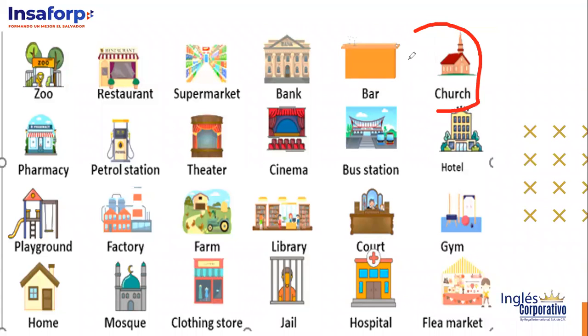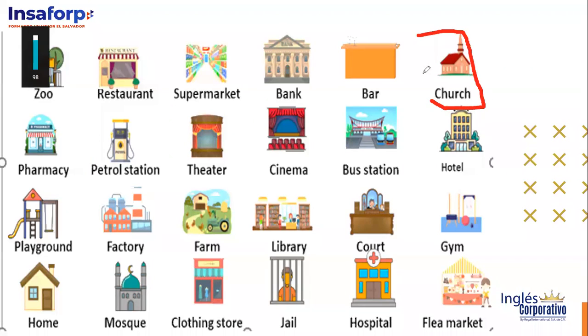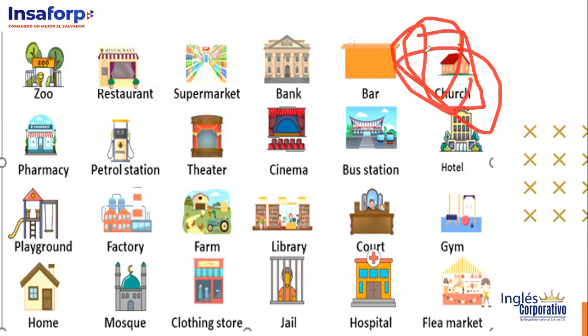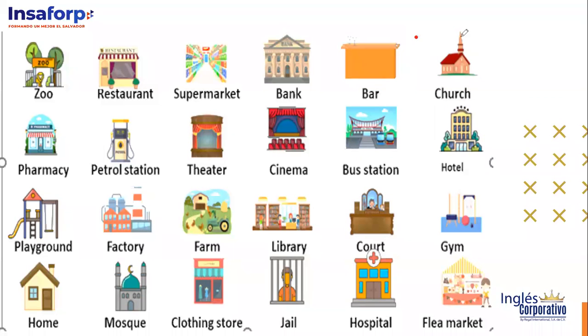Alexandra, okay. What imperatives do you have at the church? Don't use the cell phone. Okay. Otro podría ser. Keep in silence. Listen to the priest. Yes. Okay. What else? Pay attention.